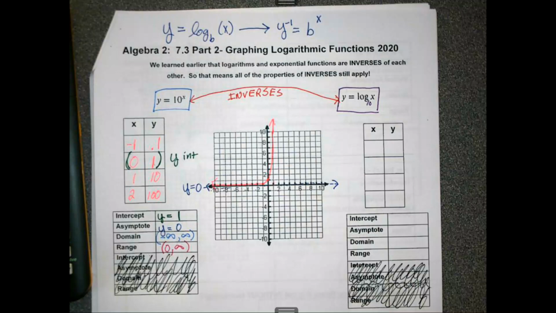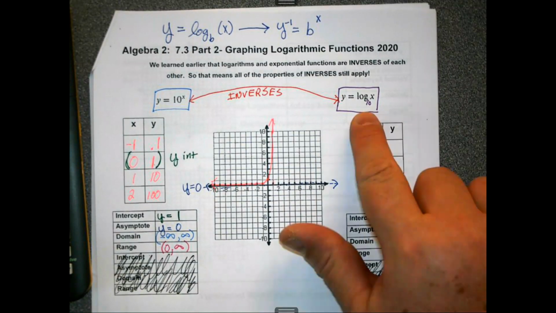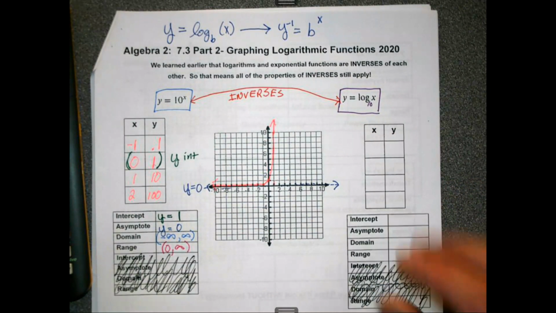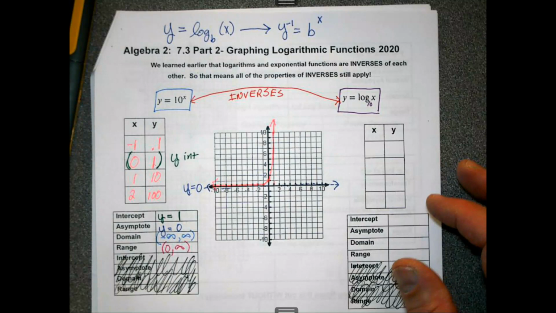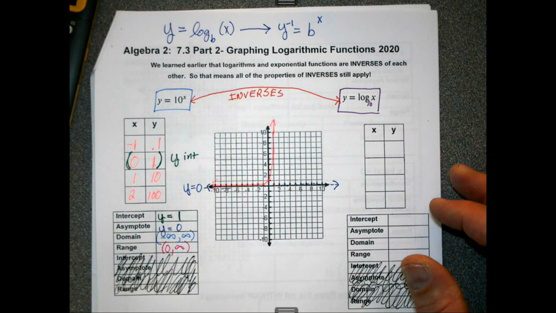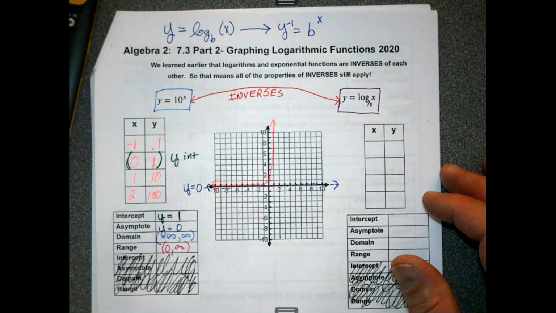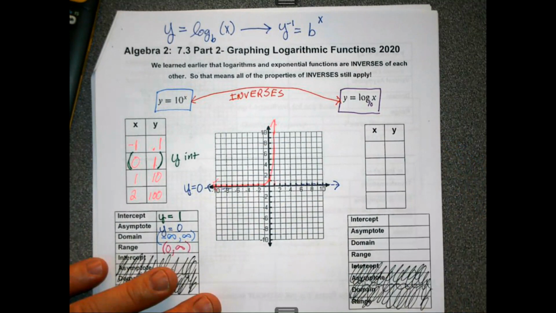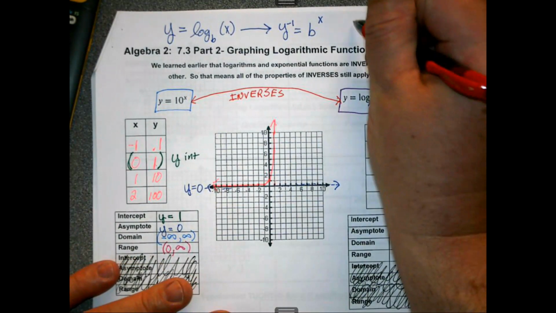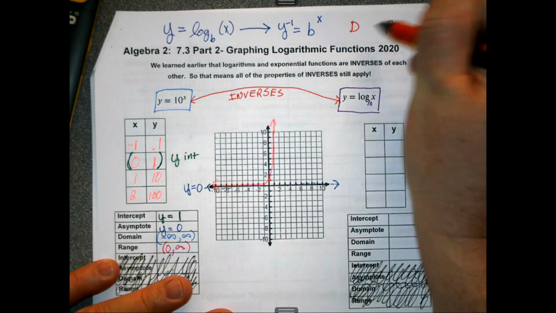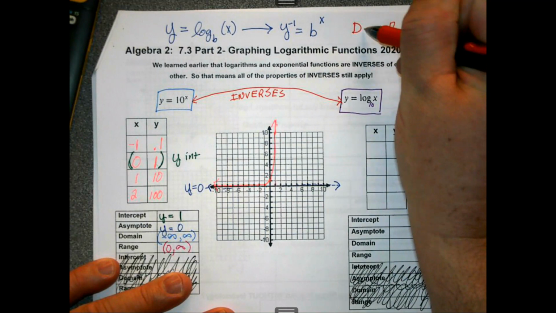Okay, now we could do the exact same thing for the log function. But we could easily do this if we know our inverse properties, right? Anybody remember any of the inverse properties? How about this one? This one's a really cool one. My domain and range do what? Flip or switch, right?